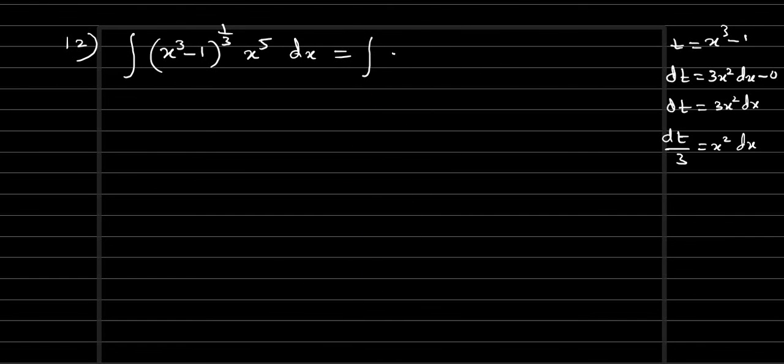Okay. So now here, (x cube minus 1) power 1 by 3. x power 5, how can we write it? We can write it in the form of x cube into x square dx. This way we can write it. So x square dx as dt by 3 we can change, and x cube minus 1 as t. But still x cube, this x cube will remain the same, right?